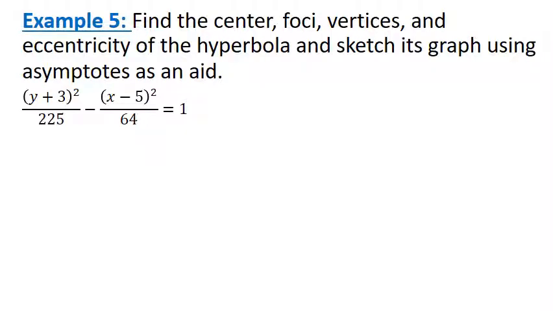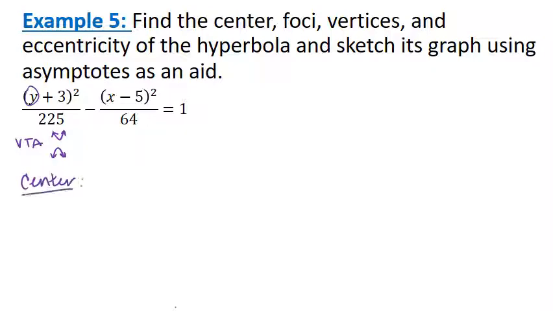Here I've given you the equation, and from this equation I want you to find the center, foci, vertices, and eccentricity, and then sketch a little graph. So from here we need to make a couple observations. The first observation is that we have y written first. Since y is written first, that means I have a vertical transverse axis, which means my hyperbola will be opening up and down.